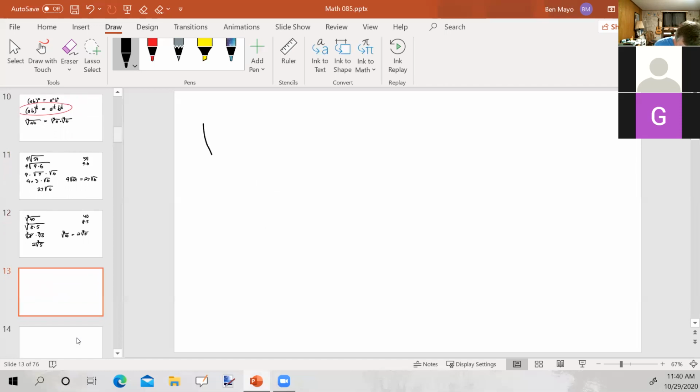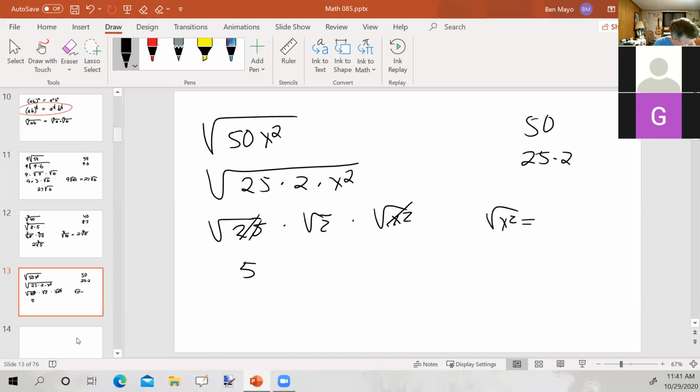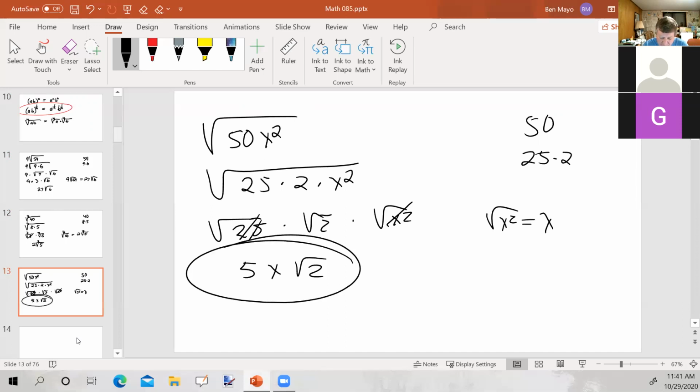Let's take a look at the square root of 50x squared. Well, 50 is 25 times 2. 25 is a square. So I could rewrite this as 25 times 2 times x squared, which I could write as the square root of 25 times the square root of 2 times the square root of x squared. Okay. What's the square root of 25? 5. What's the square root of x squared? x. Right. Now, I didn't read this to you. I should have. It says all variables represent positive real numbers. So in this case, we're not worried about absolute value bars. But there's your answer.